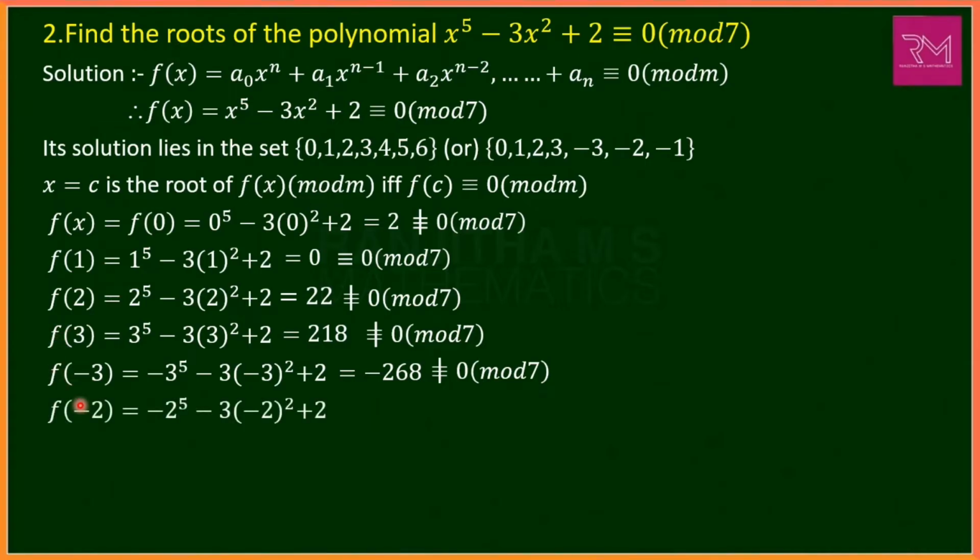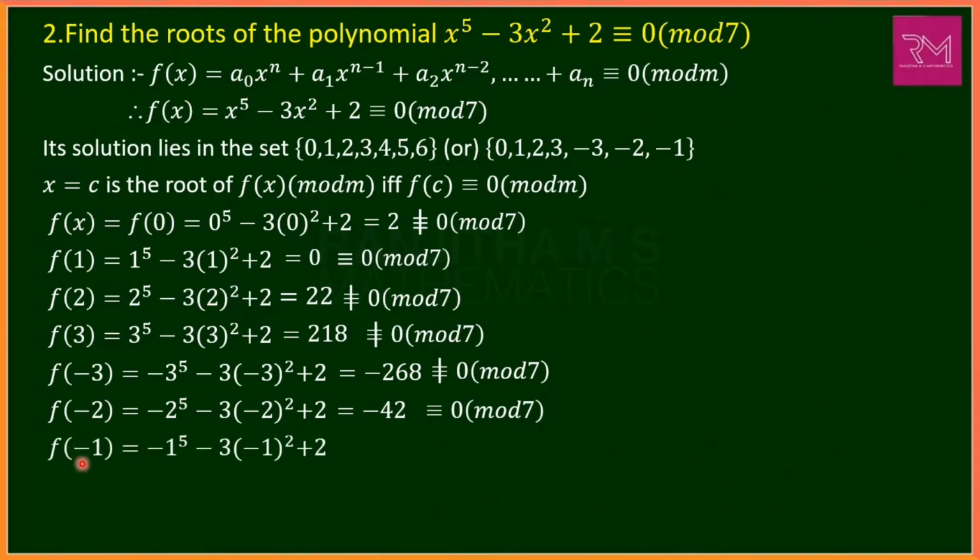Similarly, we have to find for x is equal to 5. Here, 5 is same as minus 2 because 5 is congruent to minus 2 under modulo 7. So, substitute in the place of x as minus 2, we get minus 2 whole power 5 minus 3 into minus 2 whole square plus 2. If we simplify this value in the calculator, we get a value as minus 42. Here, while substituting negative signs, we have to be very careful. Here this value is minus 42. Obviously minus 42 is congruent to 0 mod 7 because 7 divides minus 42, satisfies. Therefore x is equal to minus 2 is also a root for the polynomial.